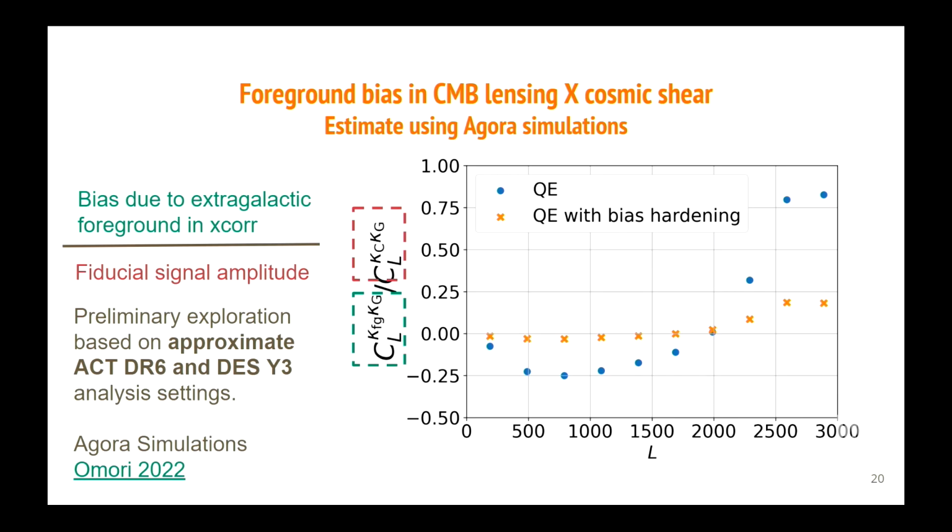Just with the QE without any bias mitigation, based on simulations, one can see that this is the effect of foregrounds, which leads to around 25% bias, for example, in these regions which are typically analyzed. After the bias hardening, this can be removed. However, that is dependent on the individual survey sensitivity and needs to be estimated for each combination of probes.